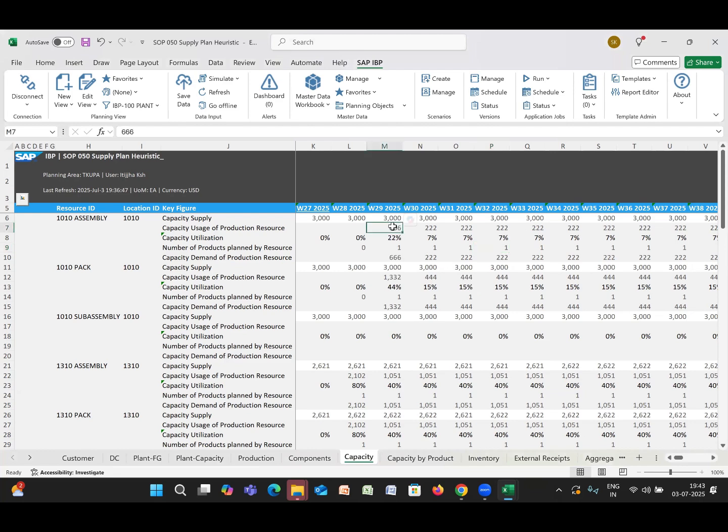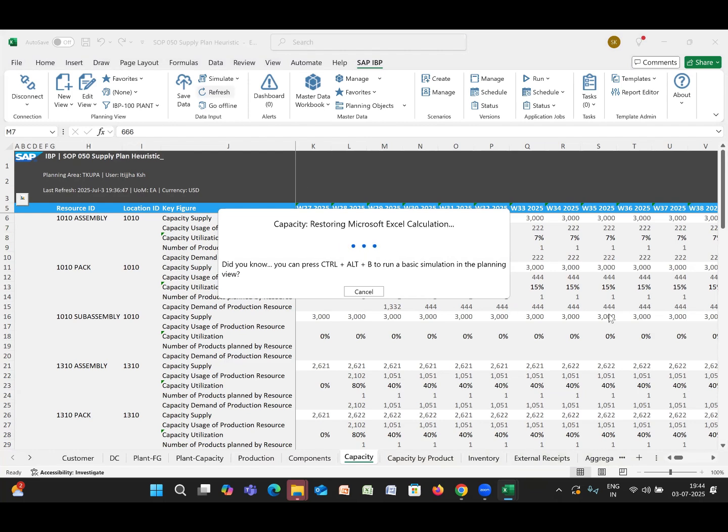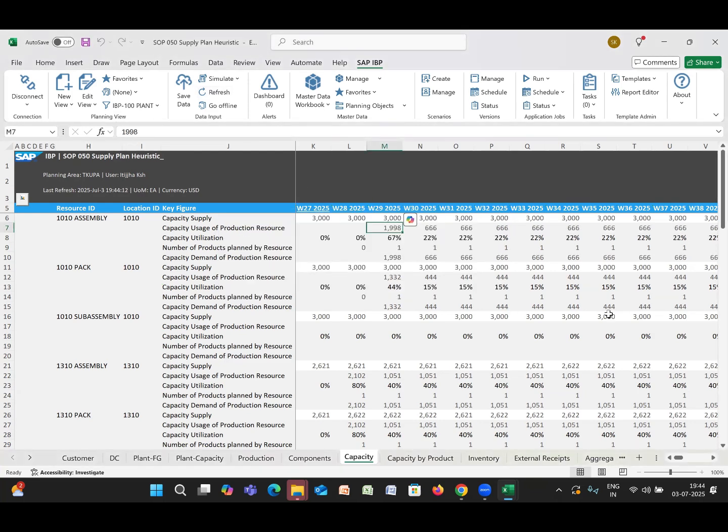This number will change. It will become 3 times now because I said one quantity of FG production requires 3 hours on this machine. And now the heuristic will give accordingly the capacity usage. Oh, 1998. And the rest of the weeks are 222 into 3.